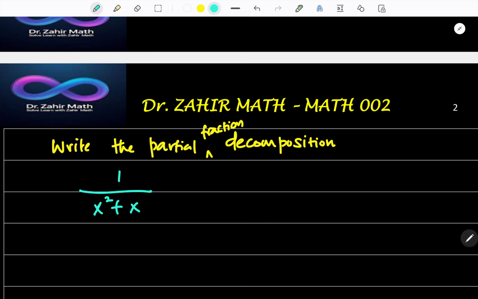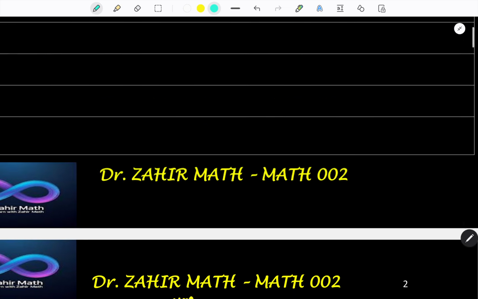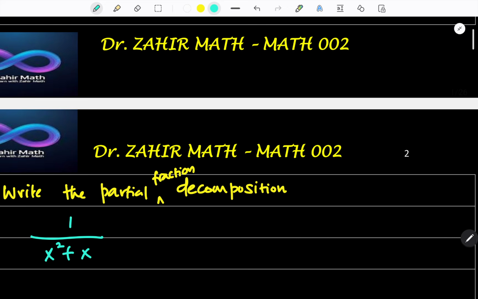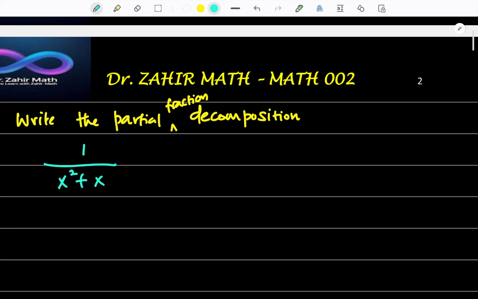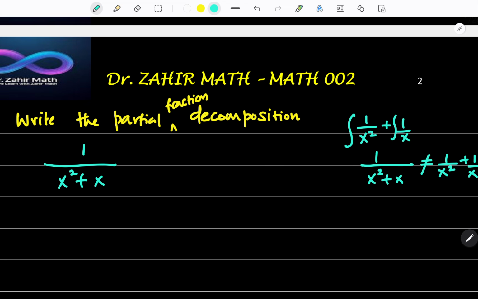1 divided by x square plus x. Teacher, where is the product? It is in plus. How can I know it is a product? It looks like a plus. But suppose you have a product like this, it's easy to do the integration. But you have a plus here, x square plus x. You cannot write this as 1 by x square plus 1 by x. So that is why actually this is a product.